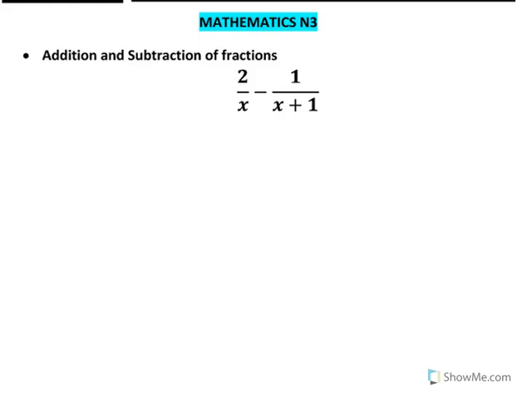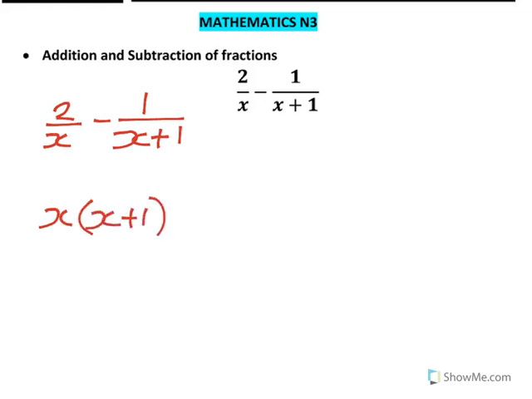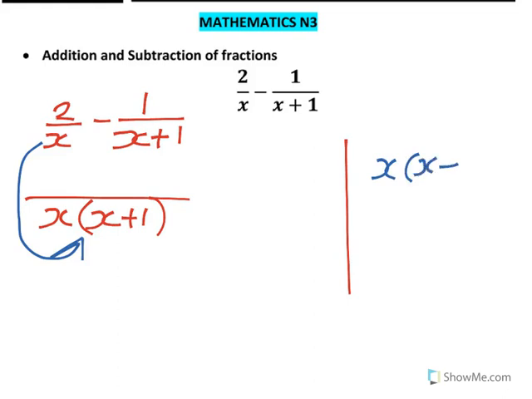Now let's look at the addition of this particular fraction. If they say 2 over x minus 1 over x plus 1, again you write your x into x plus 1, just like what you did previously. So this is literally what you're doing. When you say x into this, it's like you have x plus 1 divided by x. So when you cancel that, x plus 1 is remaining.